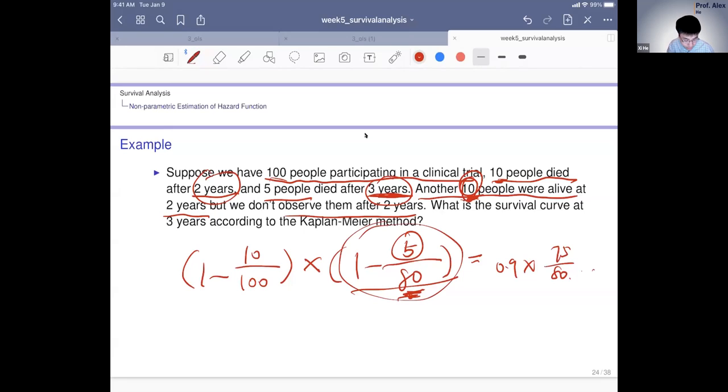I think you're sort of saying these two are not comparable. But this right here is at the beginning, so there are 100 people, and this is at 3 years, and there are only 80 people that you know for sure have survived 3 years. But those 10 people, you don't know, so you cannot include them.